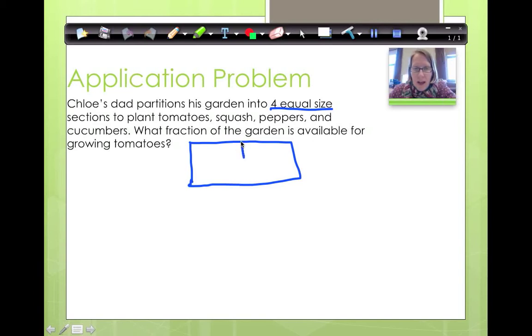Okay, so if I cut it in half, I have 2 equal-sized sections. I cut my halves in half. I get 1, 2, 3, 4 equal sections. So what fraction of the garden is available for growing tomatoes? Well, 1 would be for tomatoes, 1 would be for squash, 1 would be for peppers, and 1 would be for cucumbers. Now, looking at this, how many parts do we have? We have 4 parts. And how many parts are filled up with tomatoes? Just this one right here, right? So 1.